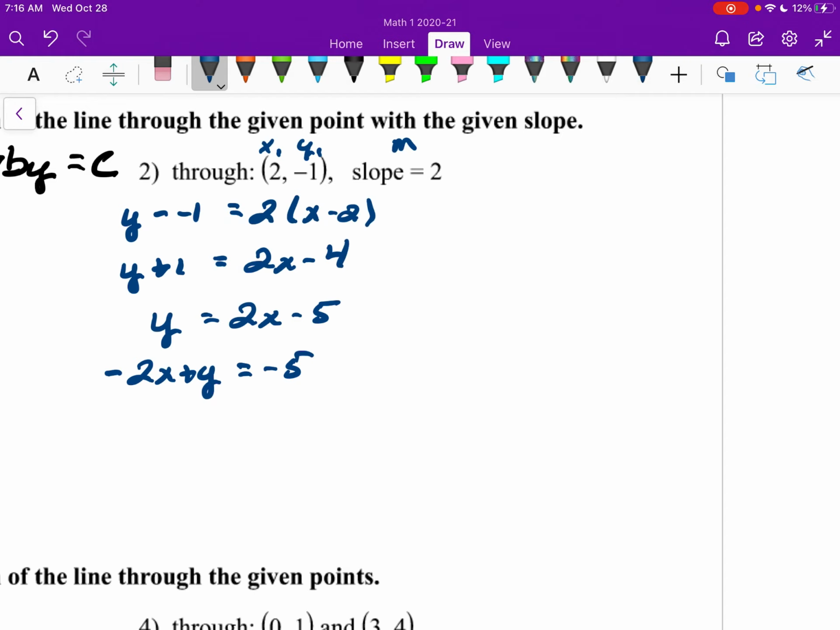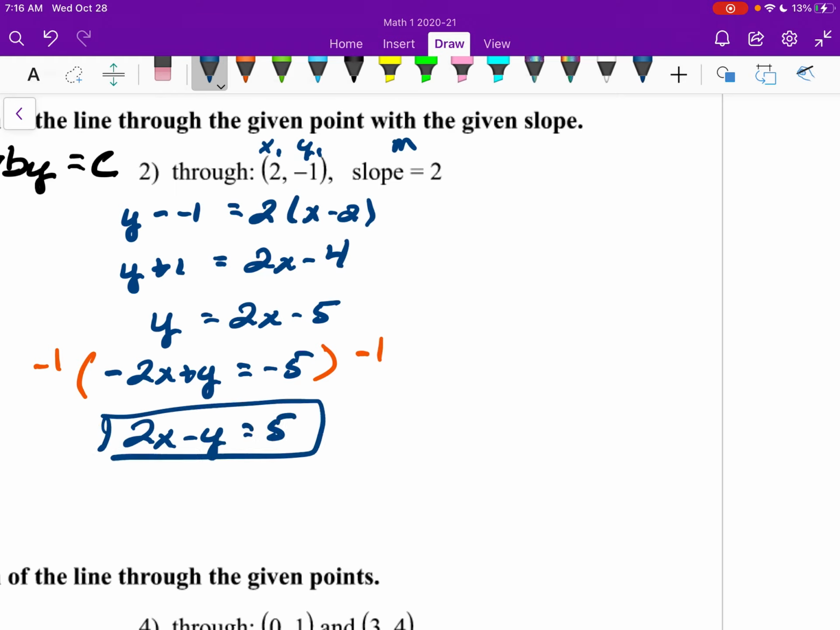So there's my answer. And just like last time, sometimes we don't want to have that negative in the front. So I'm going to multiply everything by -1. And I get 2x minus y equals 5. And there's an answer. So either one of those two answers would be listed.